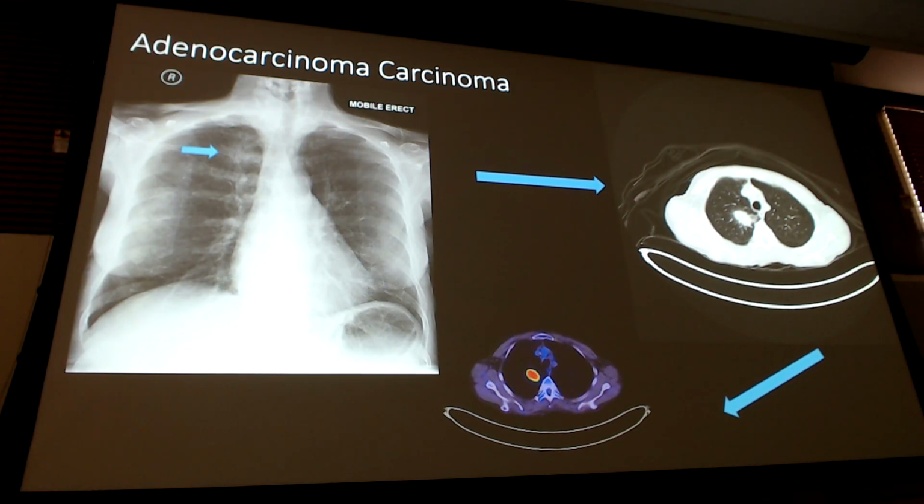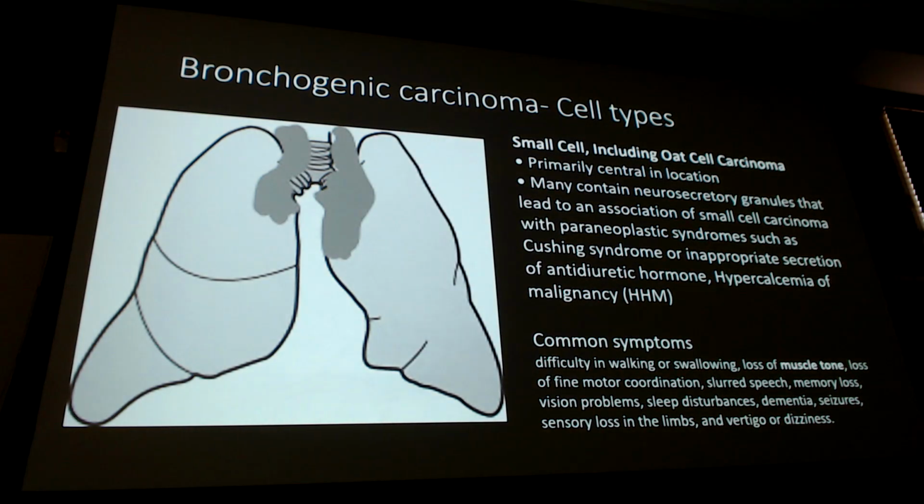Now the one that I hope you never have to tell a patient they have. Small cell, which also includes the oat cell carcinoma, primarily central in location. And you're like, well, crud, the squamous cell was central in location. How do I tell the difference? Look at my symptoms.